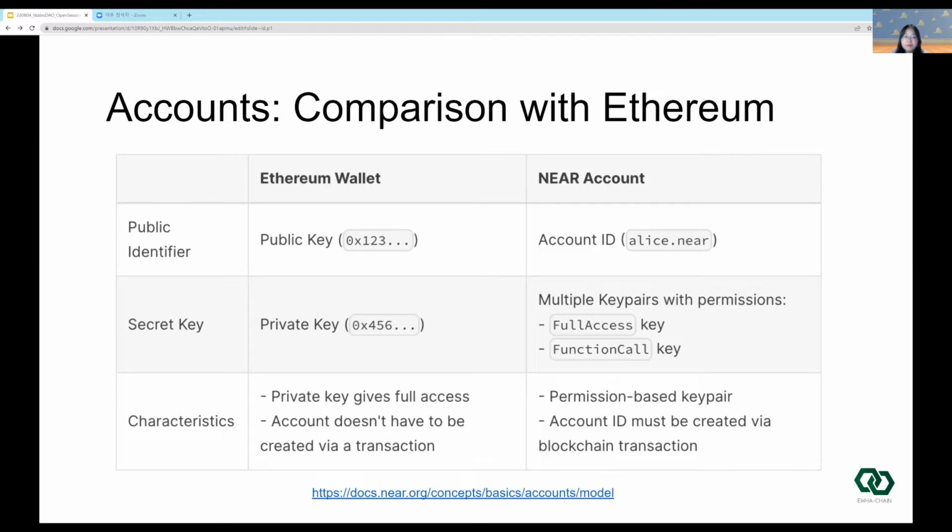Now, let's wrap up with the comparison with Ethereum. An Ethereum wallet uses a public key with a long string, but NEAR uses a short name for an account ID. Also, unlike Ethereum, where an account can only have a private key to control a program, NEAR provides multiple key pairs with permissions, so we can specify which key can control which role. That's why we call a NEAR account a permission-based key pair. Also, because the account is stored in the NEAR blockchain, a transaction must be created to make an account.